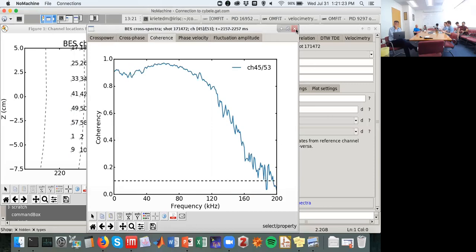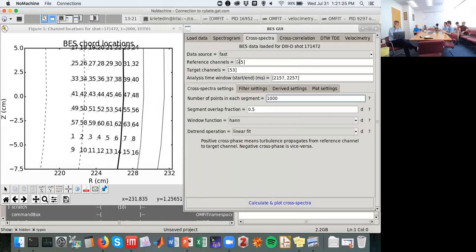All right, so you look at one pair of channels, and that's useful for determining things like just what the spectra look like. The next thing you might want to ask yourself is, what is the actual quantitative fluctuation amplitude? What's the delta n over n as a function of radius in this edge region? And so for that, you go into this derived settings tab.